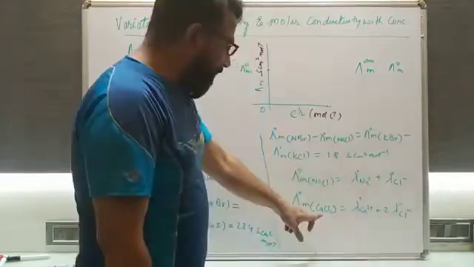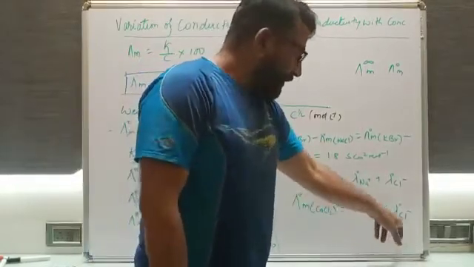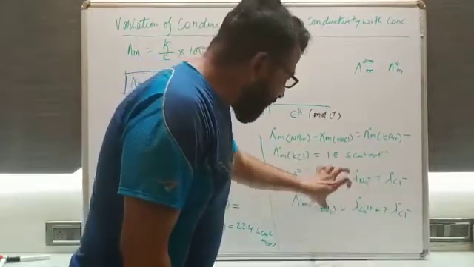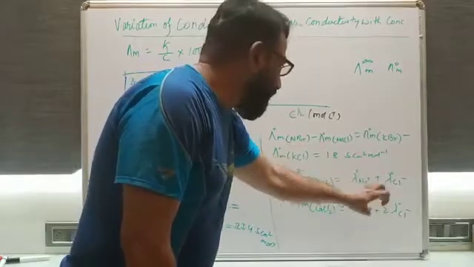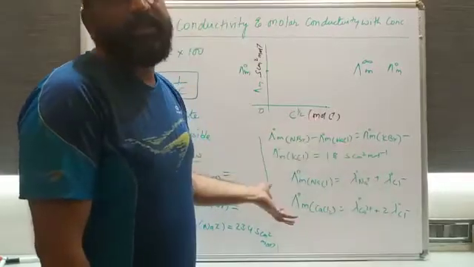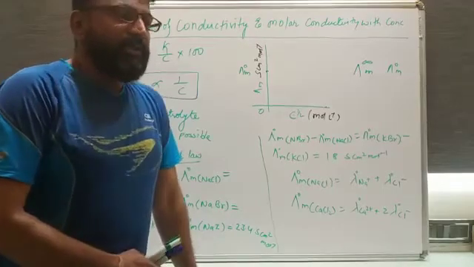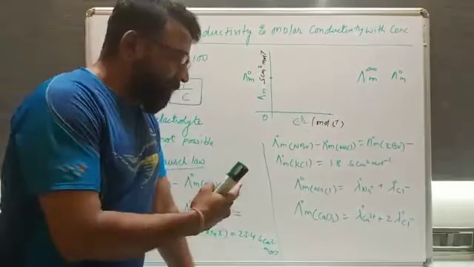Why is it so? Because after ionization, 2 chloride ions are produced. So this will become 2 lambda not Cl minus. Understood this? So this will be the individual limiting molar conductivity, and after finding it, we can substitute these values. We can see that the difference comes out the same. So what is the conclusion? Here the conclusion is that limiting molar conductivity depends upon the individual ion.